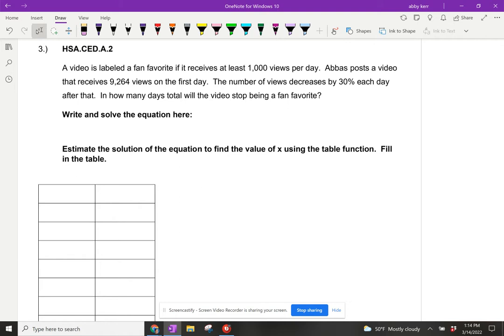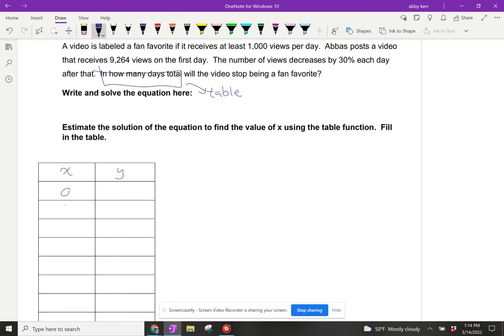Now for this one, notice that they're not giving you an X. They're not being specific. It's saying in how many days total. This is when you should be like, oh, I have to do the table. We're always going to start out with 0, 1, 2, 3, 4. Who knows how long it's going to be. At day 0, we know that they had 9,264 views.